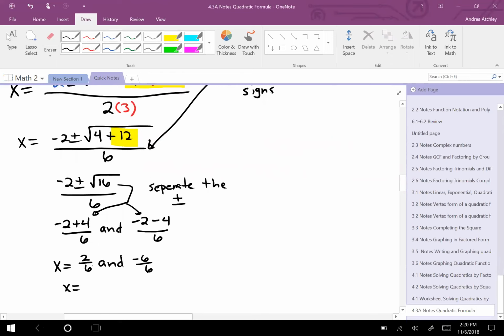So that's going to be x equals 2 over 6. I can reduce to 1/3. And negative 6 over 6 is negative 1. Any questions over that? We're all good? Okay, next one.